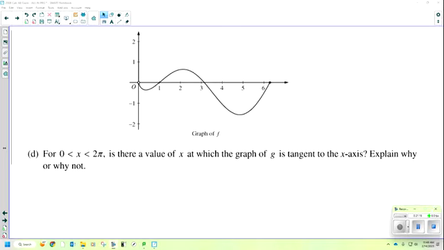4D. For x values between 0 and 2 pi, is there a value for x at which the graph of g is tangent to the x-axis? Explain why or why not.